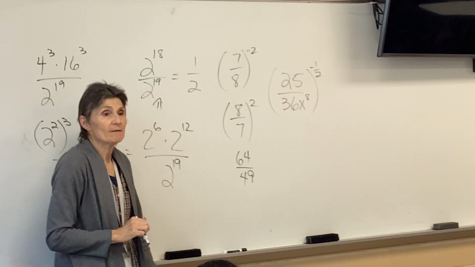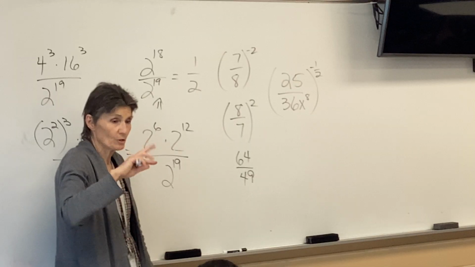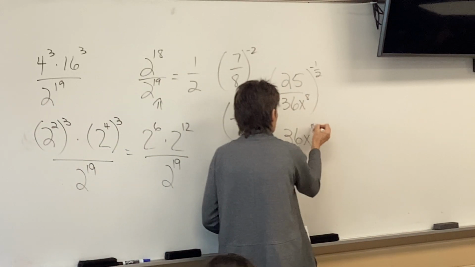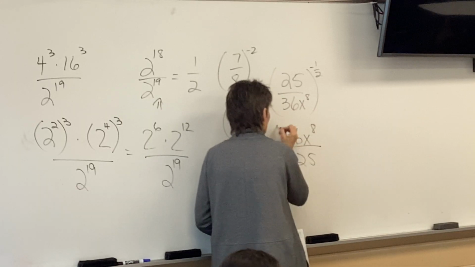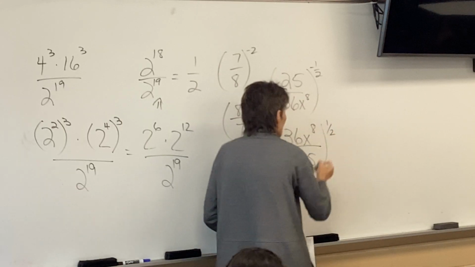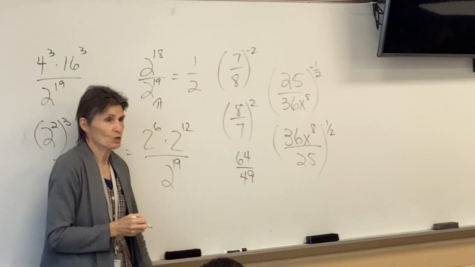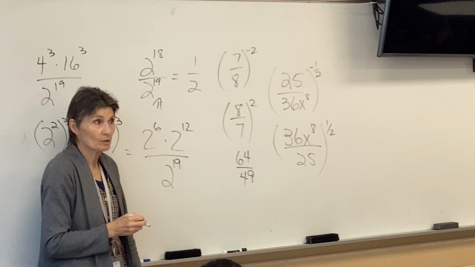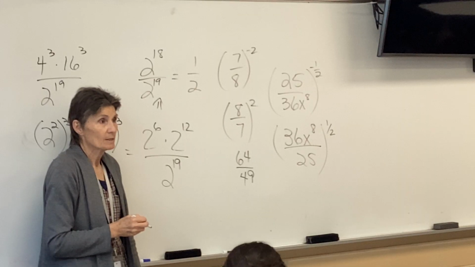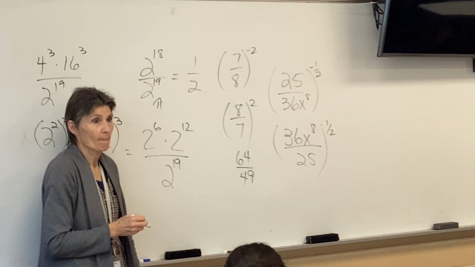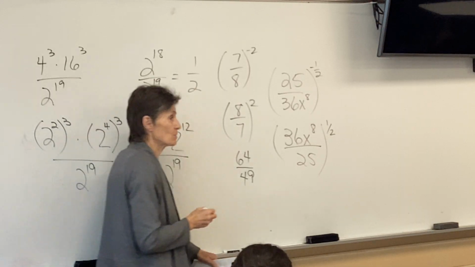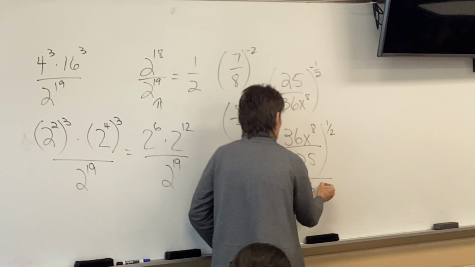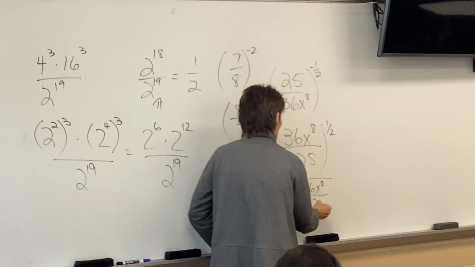So a negative exponent is going to flip our fraction. So 36x to the 8th over 25. But now I have a fractional exponent. What do we do with a fractional exponent? It's not a reciprocal. It's a radical. So under the radical is 36x to the 8th over 25.